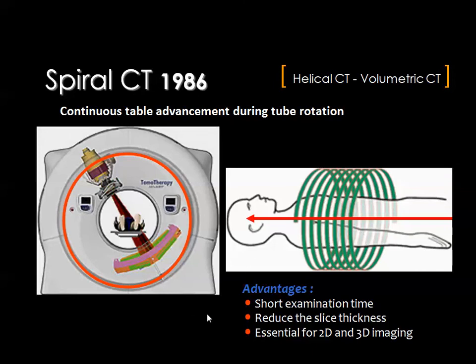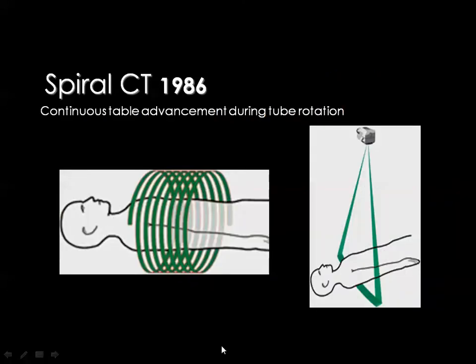Spiral CT has dramatically decreased the examination time, and it enables the formation of 2D and 3D images. In spiral CT, you have a tube and a detector, and with every tube rotation, you get a single section in the human body.